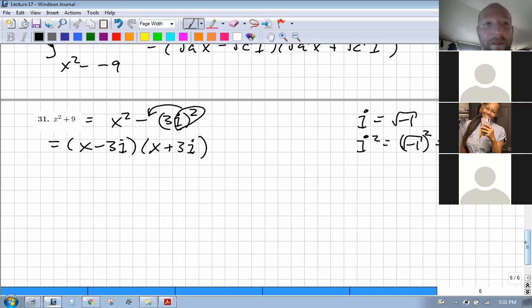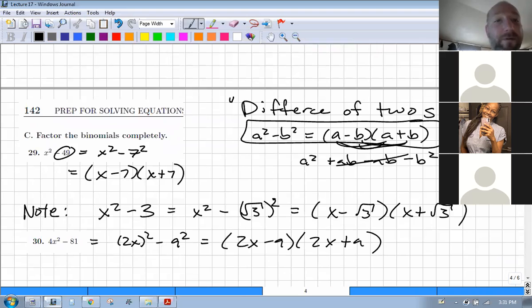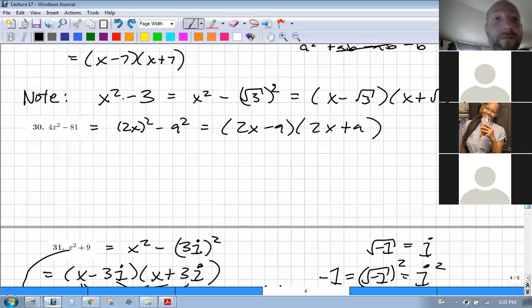So there's the obvious ones like this. 49, the square root of 49 is 7, right? But then you have to consider things like this. 3, you can always rewrite it as the square root of 3 squared, right? So you can still rewrite it as a difference of two squares.